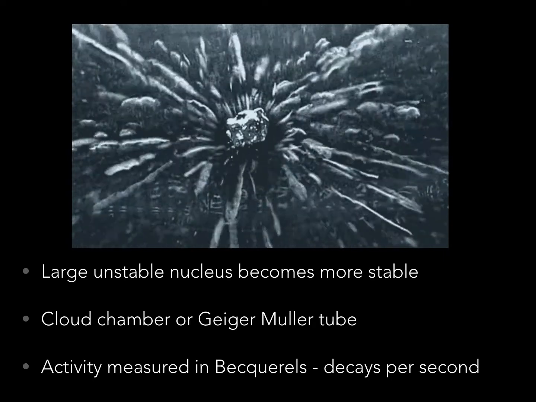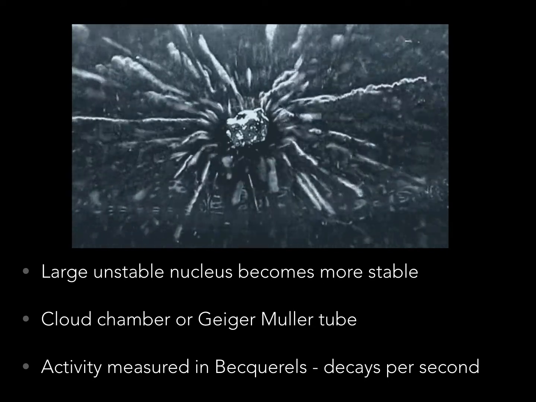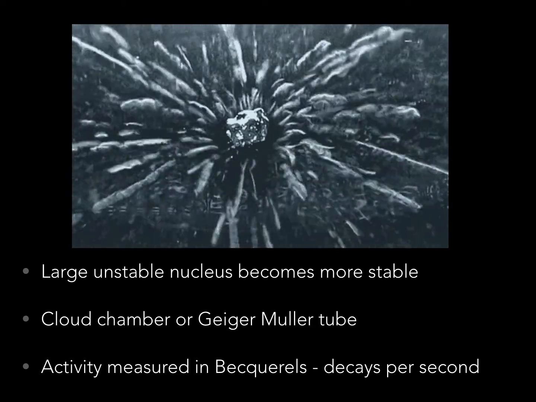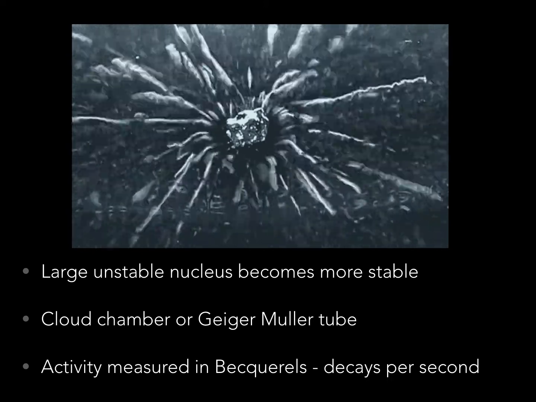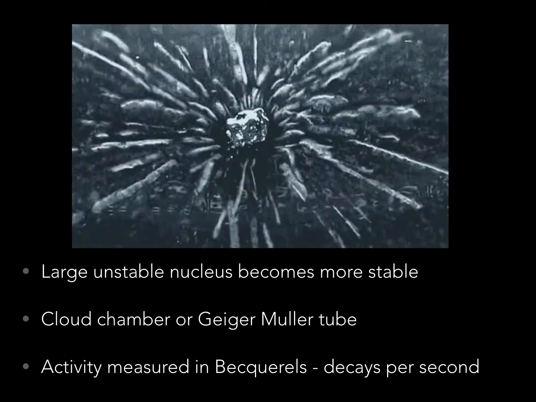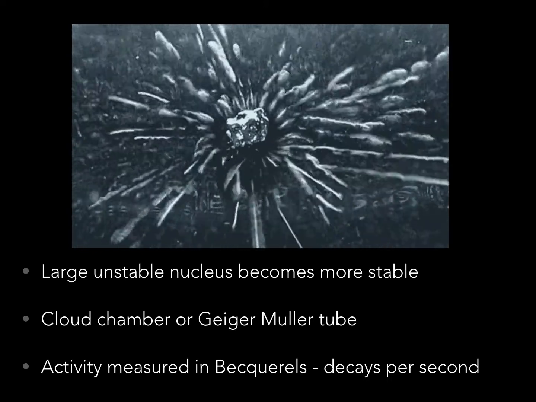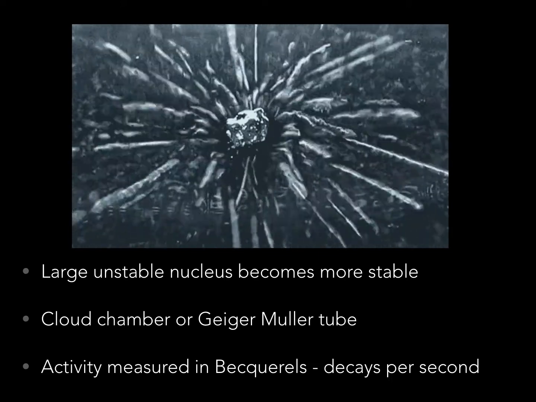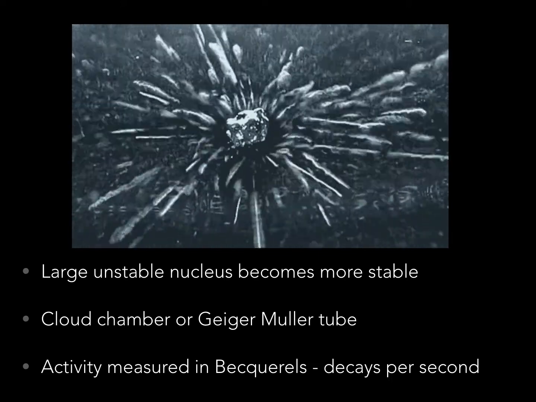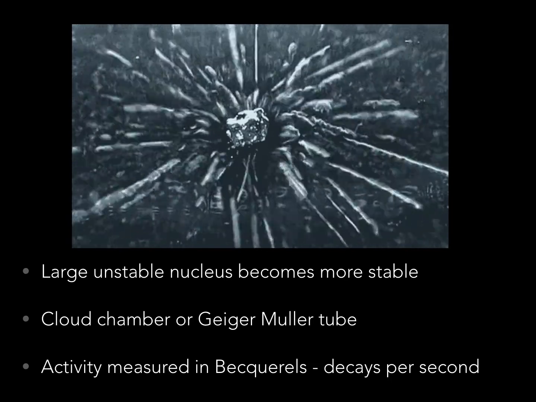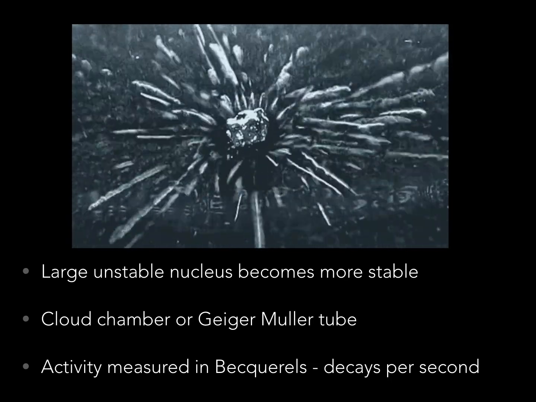You can detect these with a cloud chamber, as you see here, or with a Geiger-Müller tube. If you use a Geiger-Müller tube, you would be able to count the number of decays per second, and the activity of a source is measured in becquerels, and this stands for decays per second. As a matter of interest, a human being has got about 3,000 becquerels. In other words, you give out 3,000 radioactive decays in all directions every second.